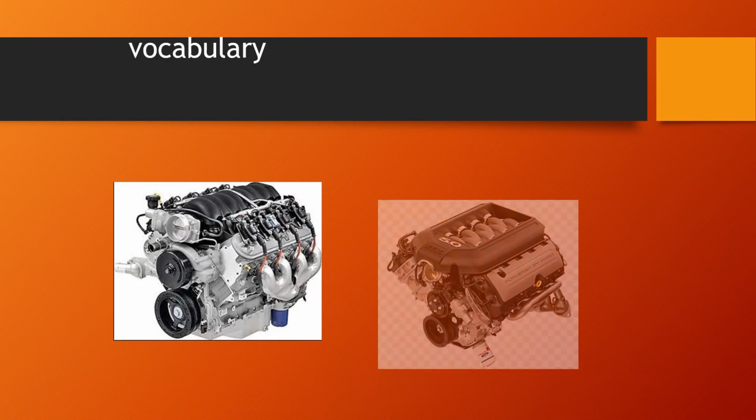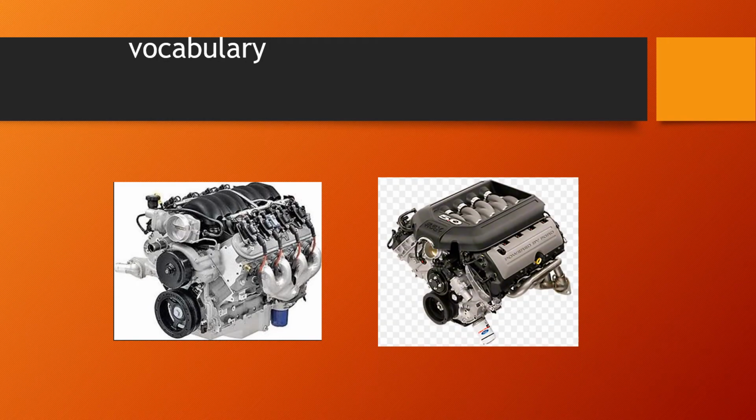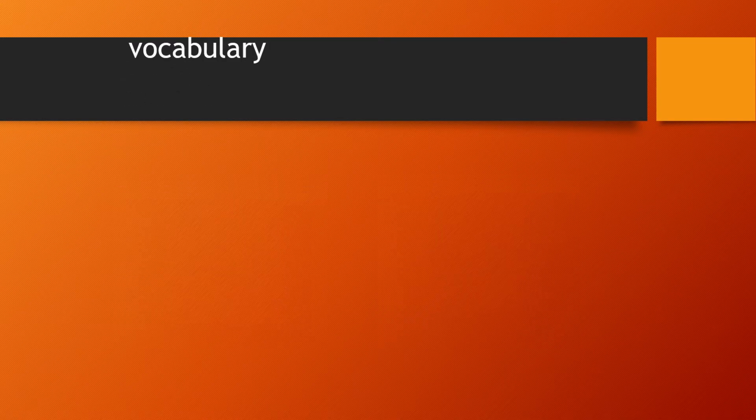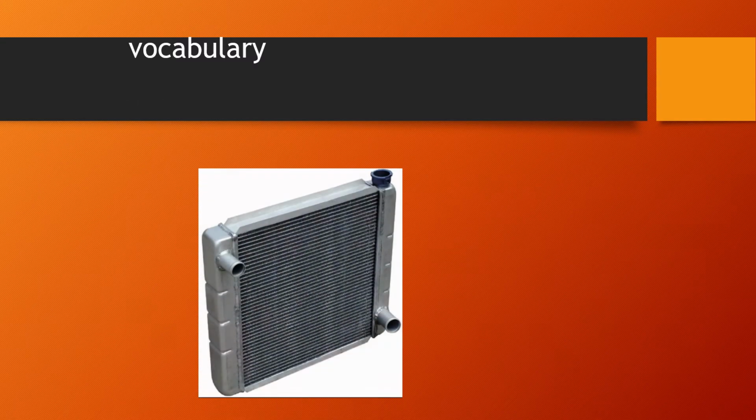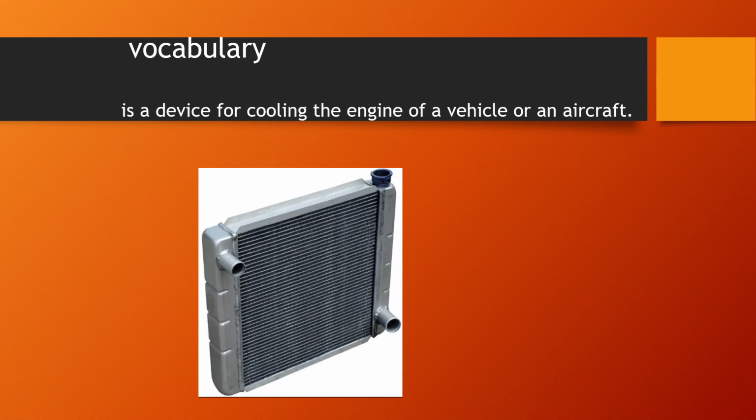The next word. What is this? You see it in a car or in a boat. It's an engine. An engine. Next, you see this part in a car, and it is a device for cooling the engine of a vehicle or an aircraft, and it's called a radiator. Radiator.